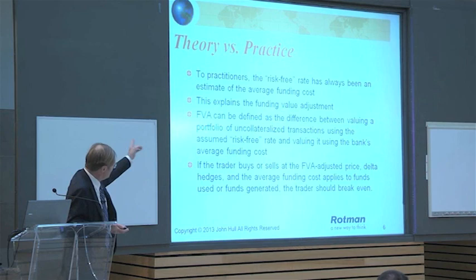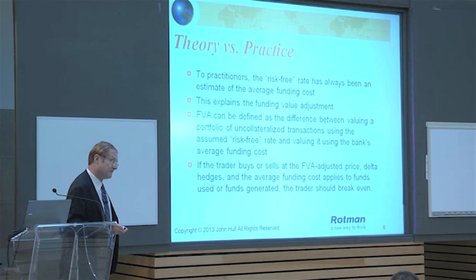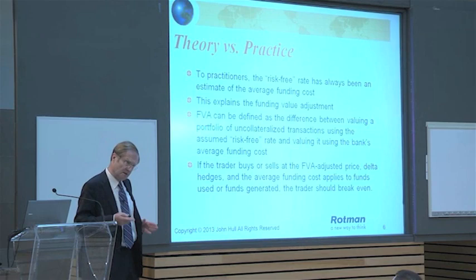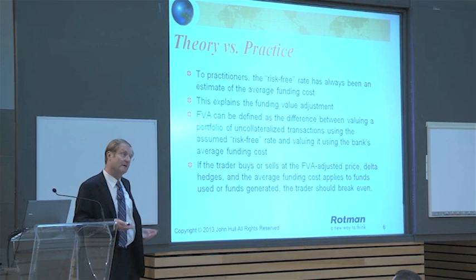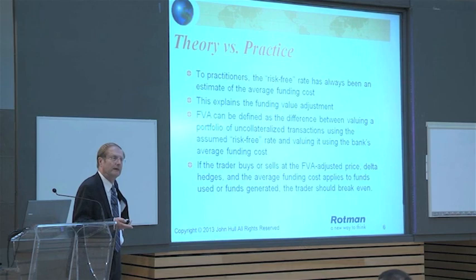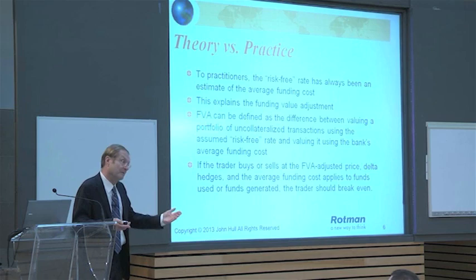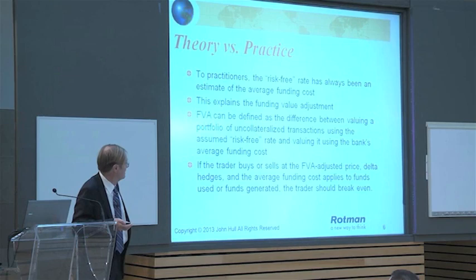So all of this explains why practitioners want a funding value adjustment. Because as far as those non-collateralized transactions are concerned, maybe we can fund them at LIBOR, that's fine. But actually these days the average funding cost of the bank is very often LIBOR plus a spread. So we want to make an adjustment for the fact that we can't fund the transactions at LIBOR, we've got an extra spread to take into account.